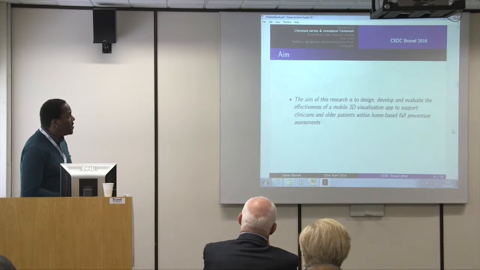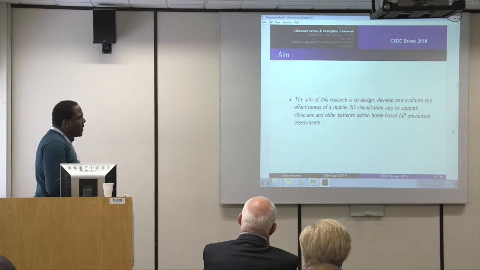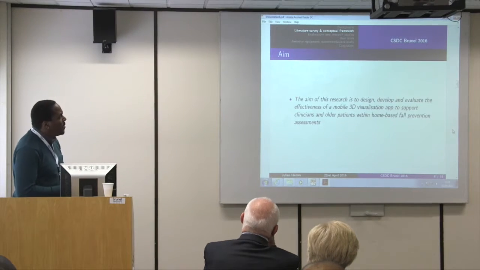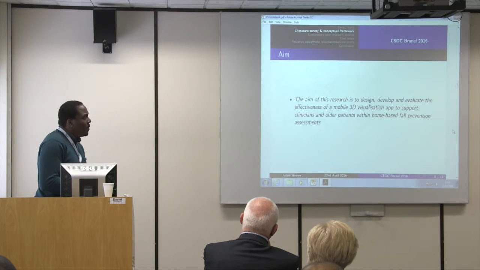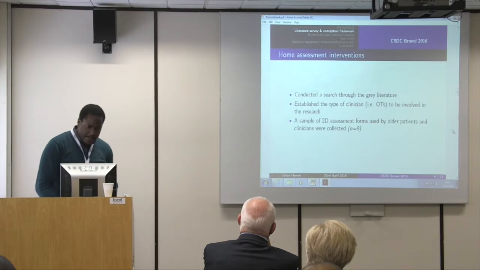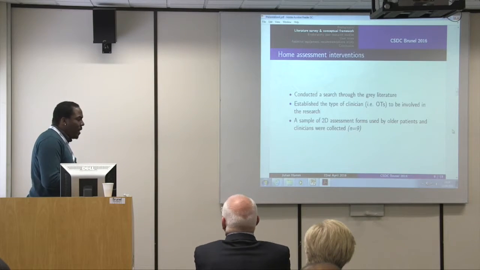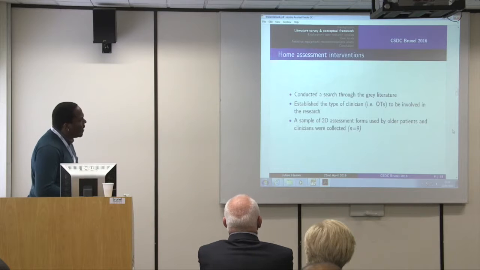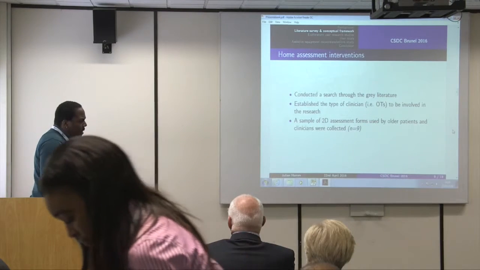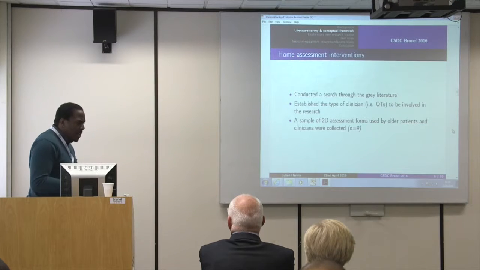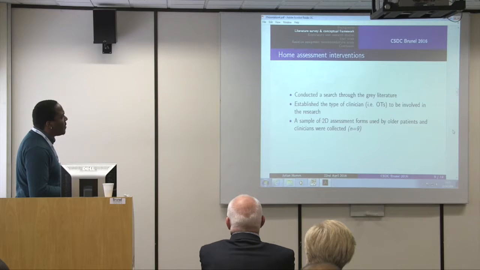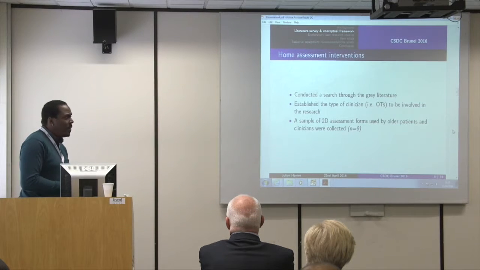So the aim of the research is to design, develop and evaluate the effectiveness of mobile 3D visualization to support clinicians and older adults within home-based fall prevention assessments. So what I did was I searched through the healthcare literature, particularly the grey literature, and I looked at how the different NHS trusts around the country carry out their home assessments, particularly occupational therapists.